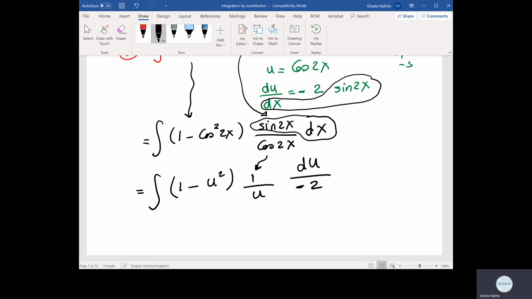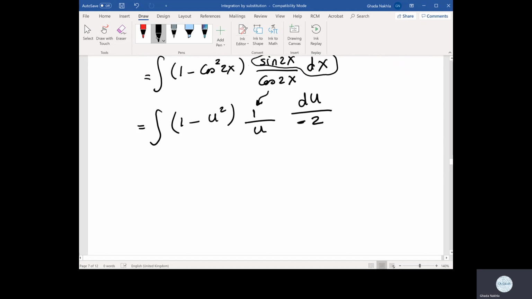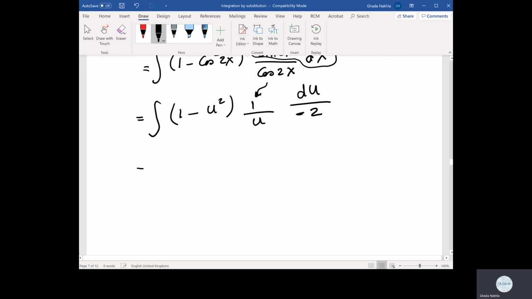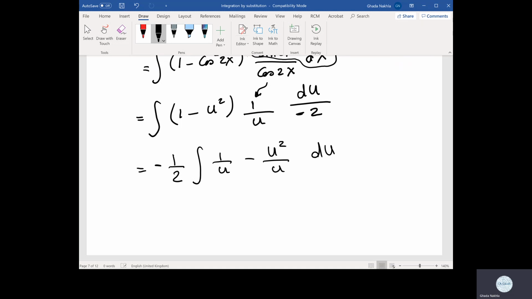Now, 1 over cos 2x is the same as 1 over u. There's a 1 here. So 1 over cos 2x is 1 over u. And sine 2x dx is du over minus 2. Okay, let's make things simple and then we will be ready to integrate. Right, okay. Minus a half, I'm going to kick the minus a half out of the integration. Just making life easy. And I'm going to divide by u. So 1 over u minus u squared over u du.